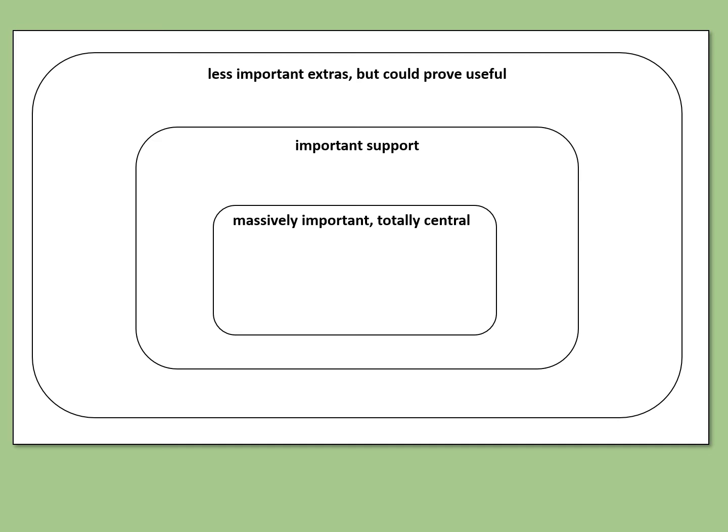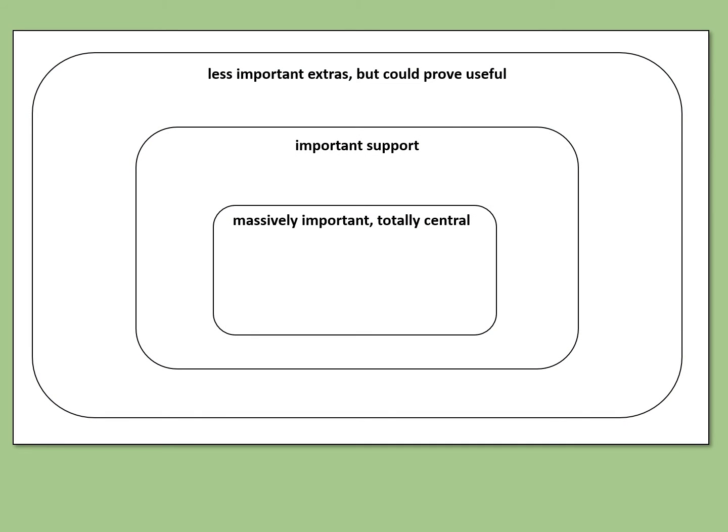On the outside, the less important extras, the things that could prove useful, and this is where your G&T students will start to flourish. So those ideas around the outside which would give extra depth to their knowledge, they shouldn't be dismissed, but they realise that they're not absolutely the central criteria that underpins everything.